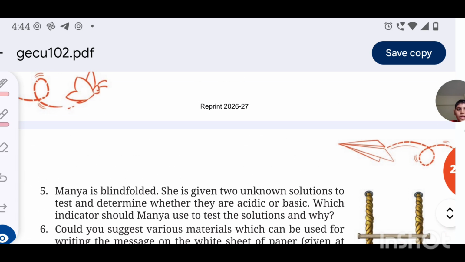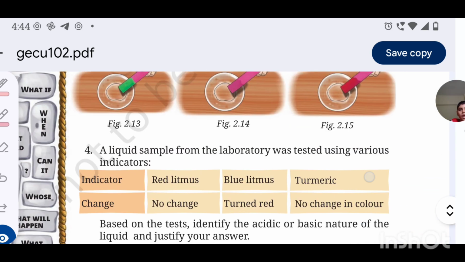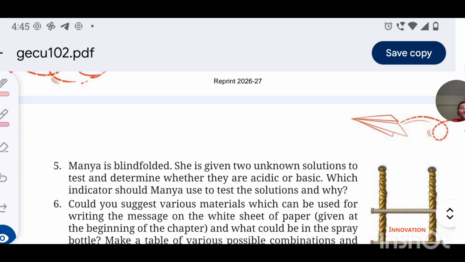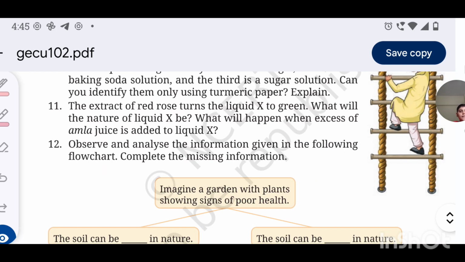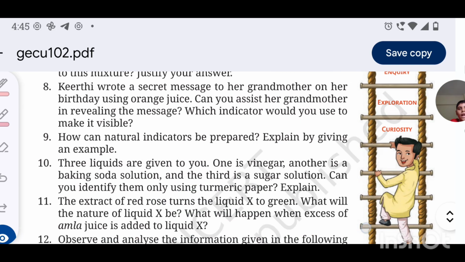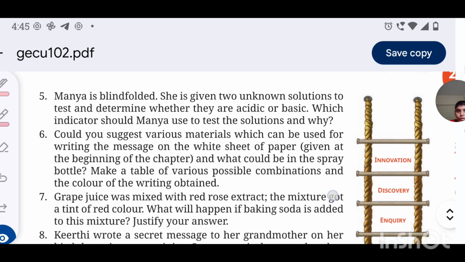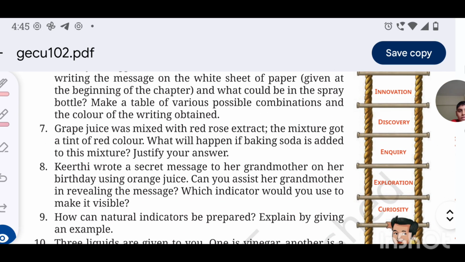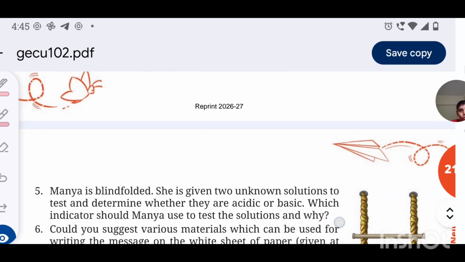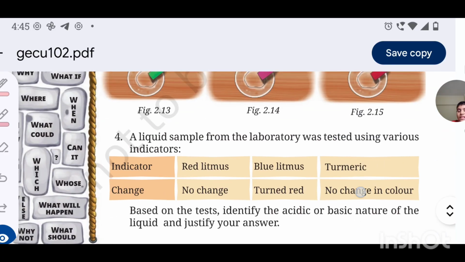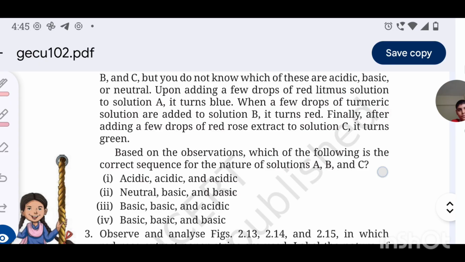Okay, so now moving to the next, I will make you do up to the fourth question. Now there is homework for all of you. You can tell me the answers in the comment box: the 5th, 7th, 8th and 12th.